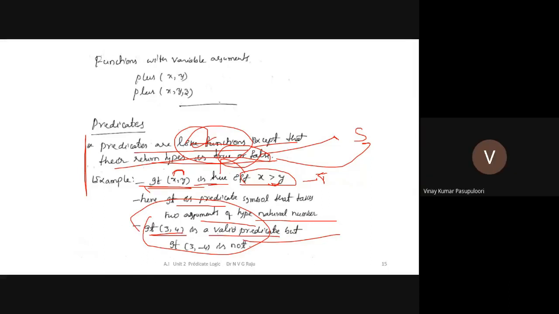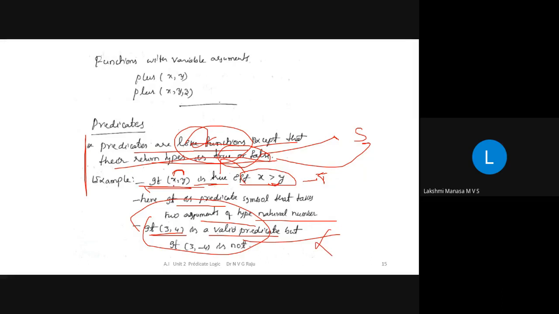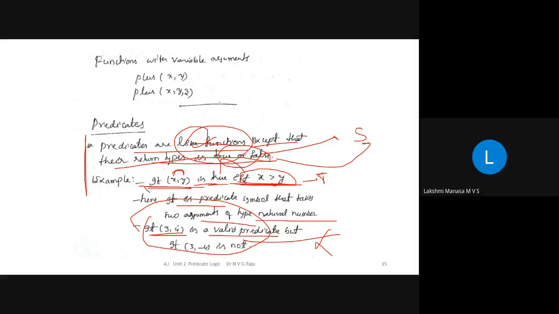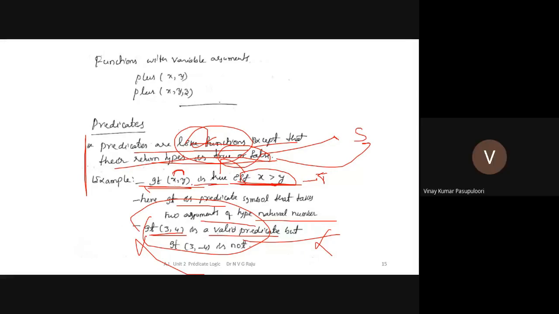Yes, sir. Why is it yes? It is wrong. No. The condition I have given is GT x comma y. My condition is that I have to take it only if x is greater than y. Here, is 3 greater than 4, yes or no? No. So I cannot call it a predicate. It has to satisfy my condition. It will return false, sir.